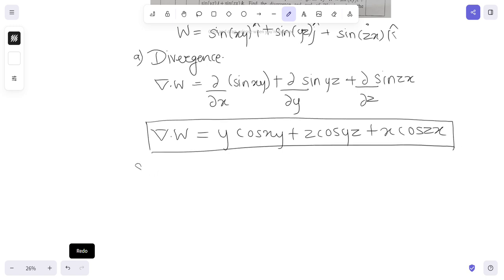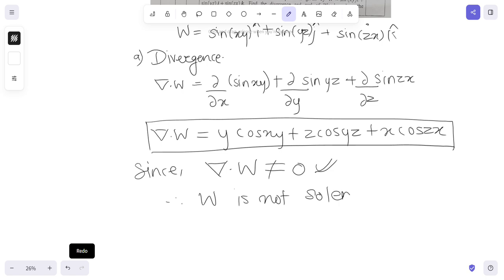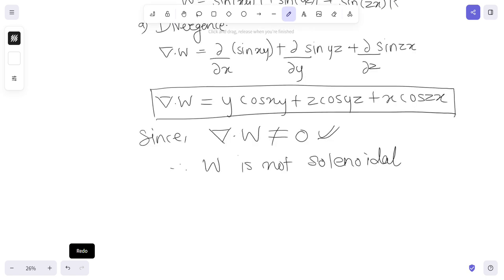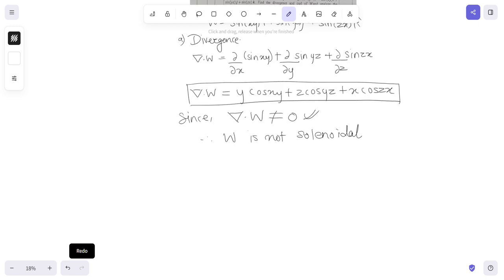Now by seeing this answer we can say that our divergence is not equal to 0. So if our divergence is not 0, then we can conclude that W is not solenoidal, right? Now the first part of the question is completed. The second part, what is it?